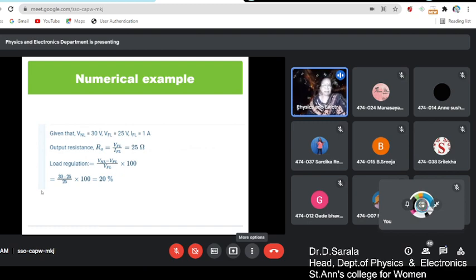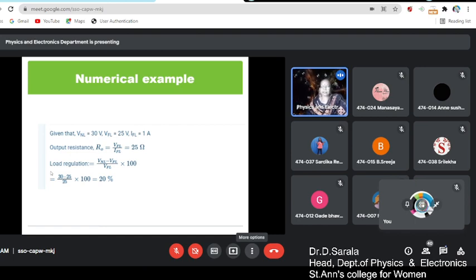Let me take a small example. Suppose you are given V at no load is 30 volts, V at full load is 25 volts, and when the voltage drop is 25 volts, let the full load current, the maximum capacity, be 1 ampere. Then calculate output resistance and load regulation. Suppose the problem is given like this, then the output resistance is given by V at full load divided by the current, by Ohm's law, V by I. What is the full load voltage? It is 25 volts and the current is 1 ampere, and hence the output resistance is 25 ohms.